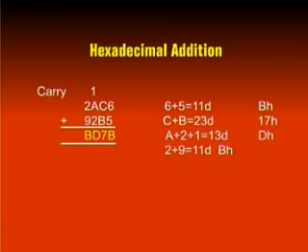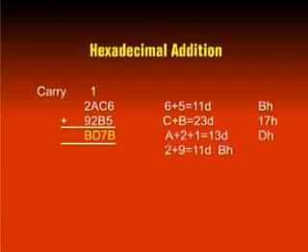Now adding the digit A and the digit 2 along with the carry generated from the previous 2 digits. The answer is 13 decimal. 13 decimal is represented in hexadecimal as D. No carry is of course generated. Finally, adding the most significant hexadecimal digits 2 and 9 results in 11 decimal, which is equivalent to B in hexadecimal. So the answer is BD7B.